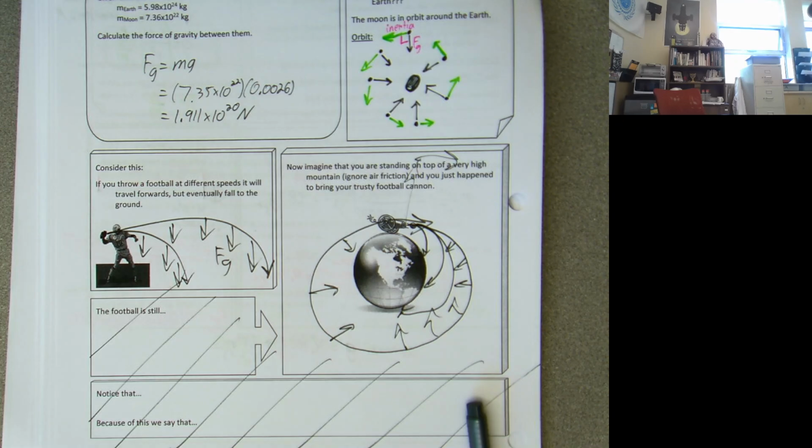Here's why orbits are elliptical. One of the reasons why orbits are elliptical. Here's the sun. Here's Earth. Well, we said two things. FG equals GMM over R squared. We also said that for every action, there's an equal and opposite reaction. So if Earth is experiencing an FG towards the sun, what does the sun have to be experiencing? FG towards the Earth. Because for every action, there's an equal and opposite reaction.